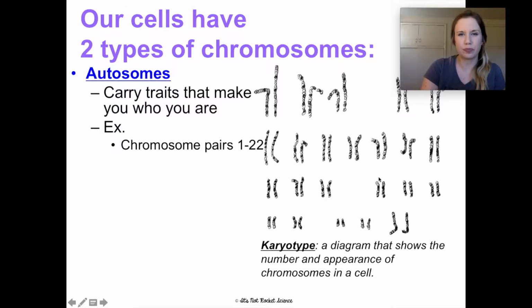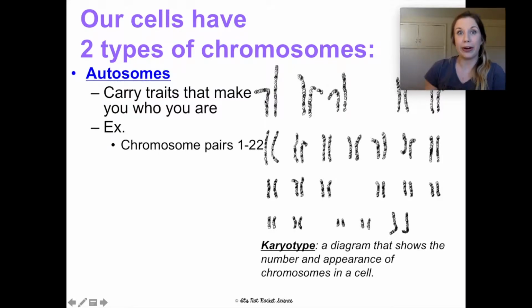So you'll see here, kind of a side note, but not really, this is called a karyotype. And a karyotype is just a diagram that shows the number and appearance of chromosomes in a cell. So we can see here, if there were numbers here, this would be chromosome pair number 1, this would be 2, then 3, 4, 5, and so on through 22. So chromosome pairs 1 through 22, all of these are considered autosomes because they carry traits that make you who you are.